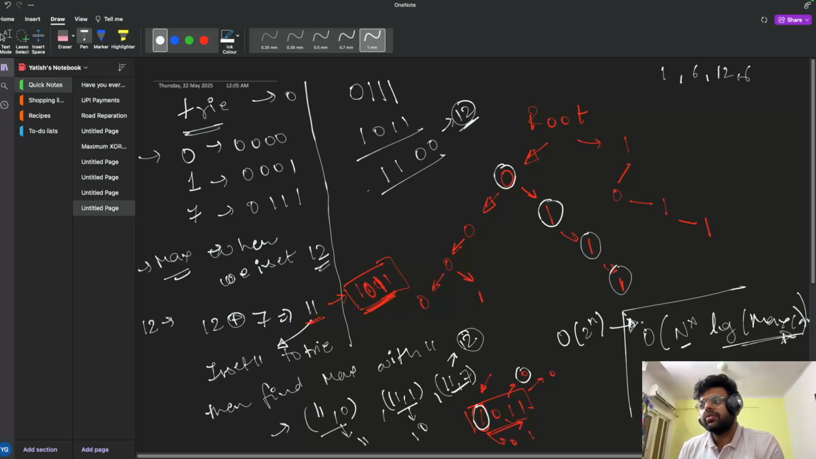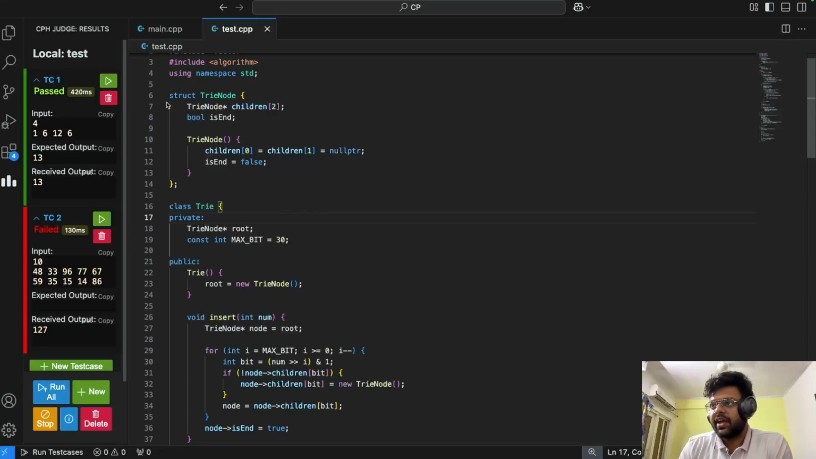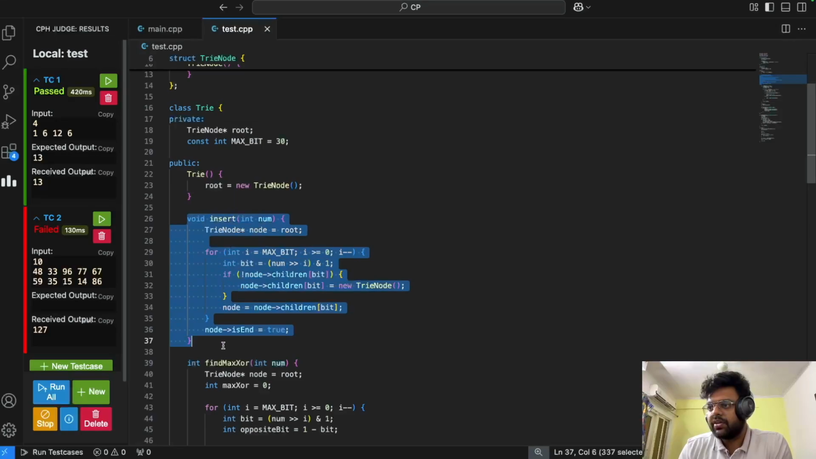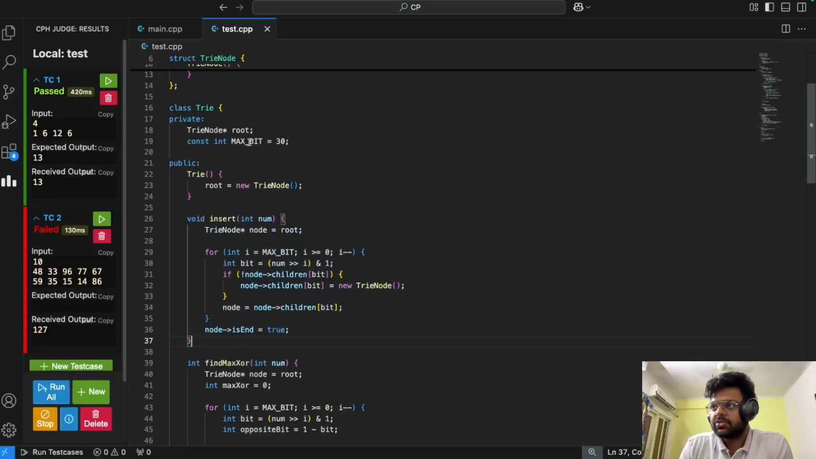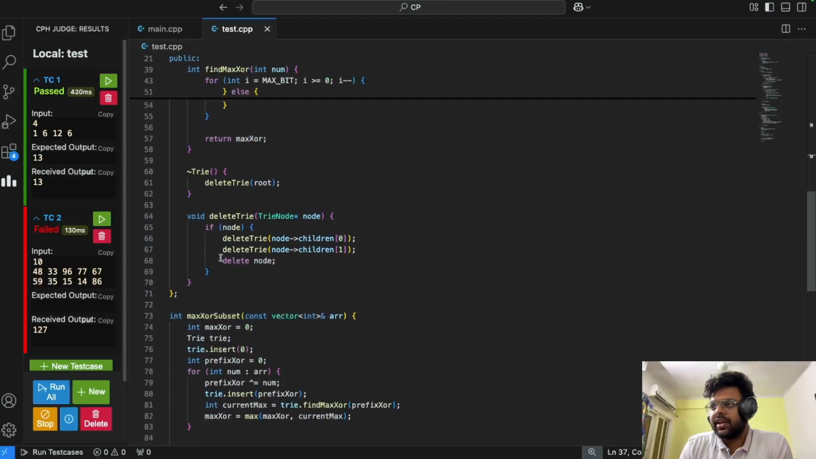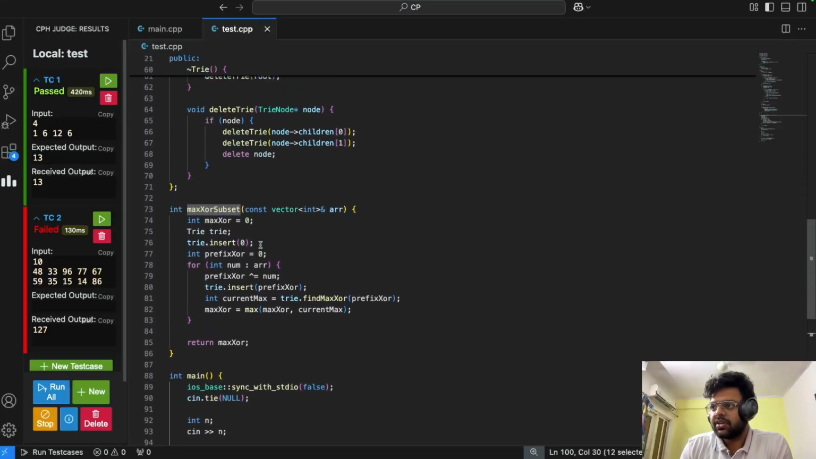Now let's see how the code is being written for this. So we have initialized a trie data structure with the proper insertion of how we are inserting. Our n is a large number, so we have defined the max bit to be 30. So we are inserting into the trie and deleting the trie as well. Now first, when I have taken the input, we are finding the max XOR subset. So in max XOR subset, we are inserting the 0 first, and then we are maintaining the prefix XOR. So our prefix XOR will be XORed with the num. We are inserting that prefix XOR into the trie and finding the max XOR.